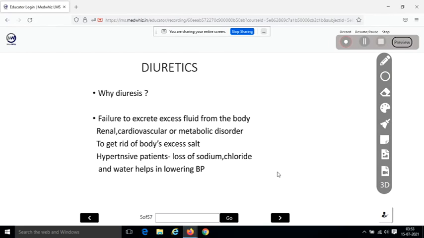It is required in failure to excrete excess fluid from the body, for example in case of renal edema, congestive heart failure or metabolic disorder, or to get rid of the body's excess salt, and also to reduce blood pressure in case of hypertension, because as we know sodium causes vasoconstriction, a rise in blood pressure, and retention of water and extracellular fluid volume. The loss of sodium, chloride and water helps in reducing extracellular fluid and lowering BP.